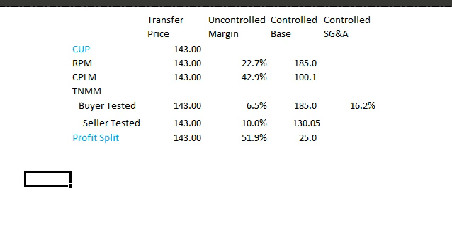The RPM and the TNMM with a buyer as the tested party are one-sided methods that focus on the intercompany buyer. The CPLM and the TNMM with the seller as the tested party are one-sided methods which focus on the seller as the single entity that we're looking at.